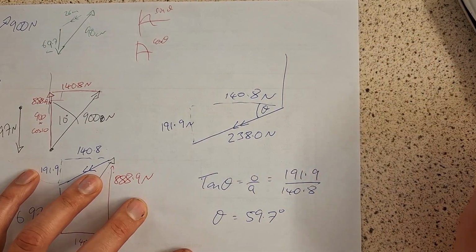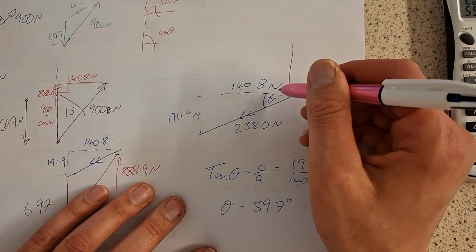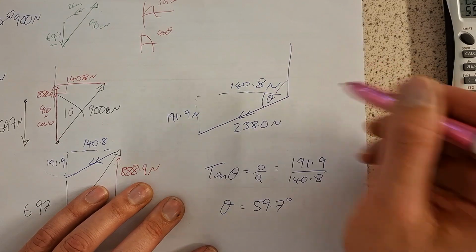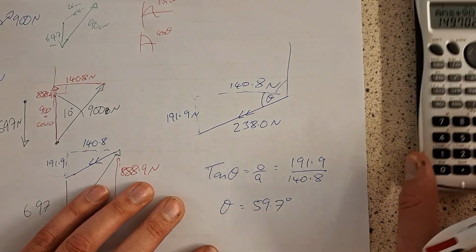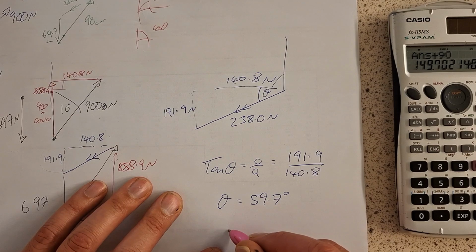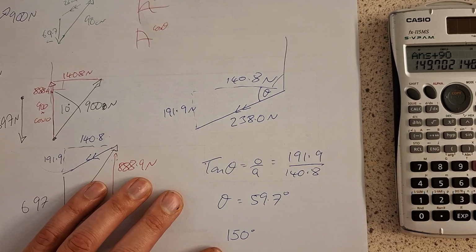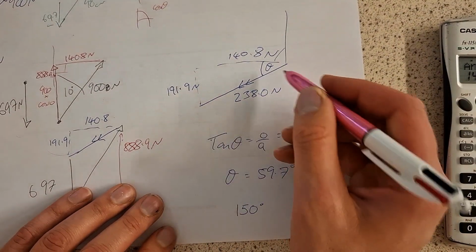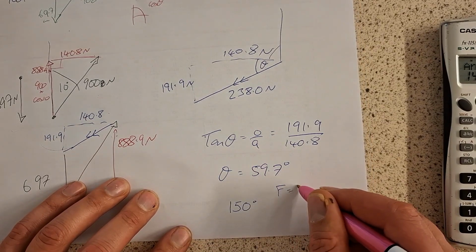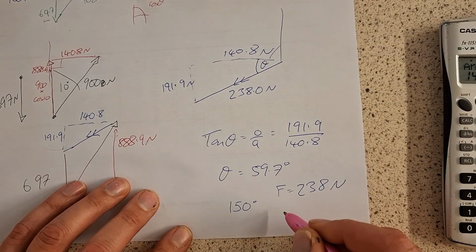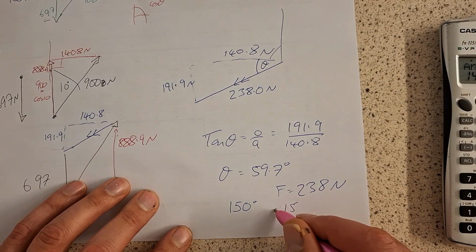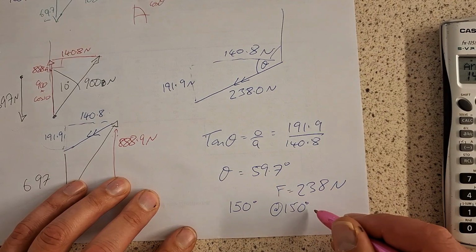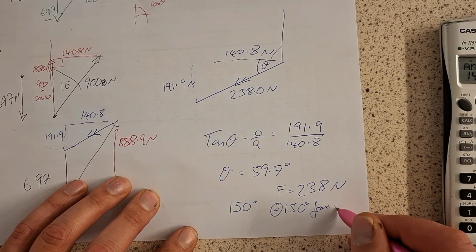Given that we start with an angle of 10 degrees to the horizontal, to the vertical, sorry, let's go back to that as well. So if that's 59.7, this angle here is 90, so let's add 90 to that, and we're going to get an angle of 149.7, let's call it 150 degrees. So our final answer is going to be, the force is 238 newtons at an angle of 150 degrees from vertical.